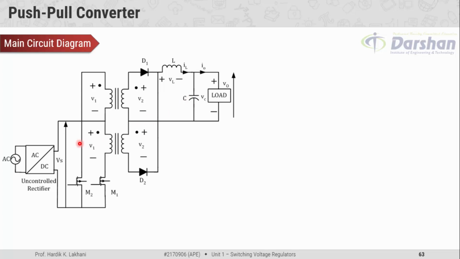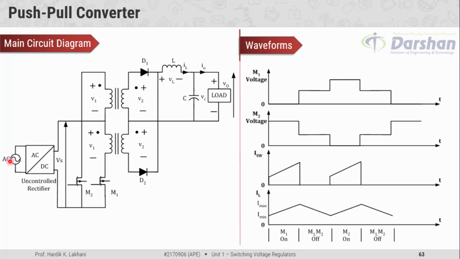and if the readily available DC supply of the required magnitude is not available, then that DC can be generated using an uncontrolled rectifier from the available AC. These are the waveforms of various parameters. It covers the voltage across MOSFET 1, voltage across switch 2, current passing through the switch 1, that is MOSFET 1, current through this inductor L.